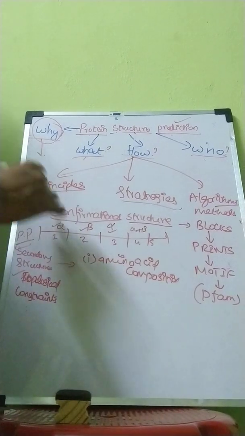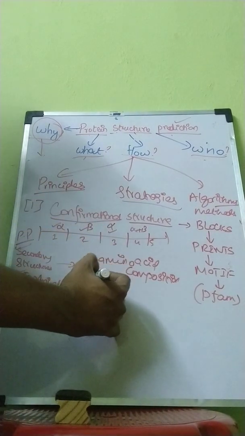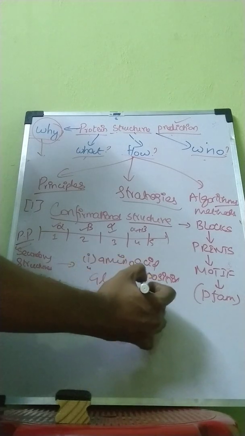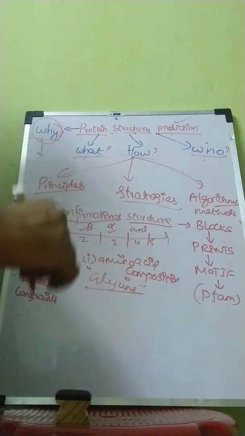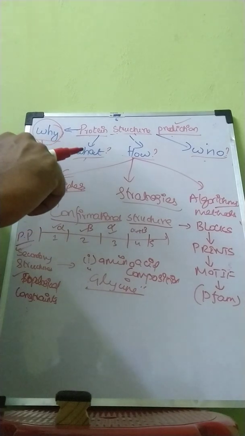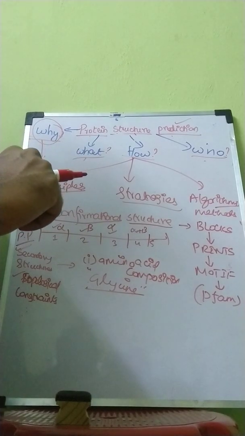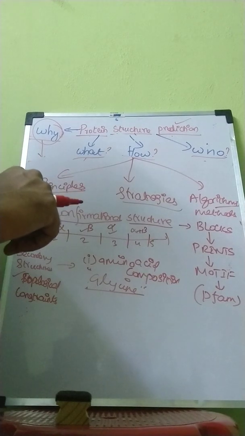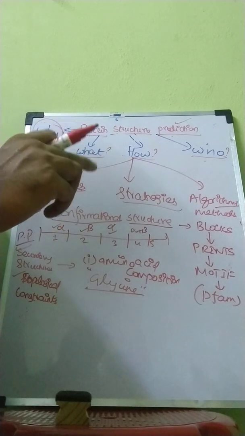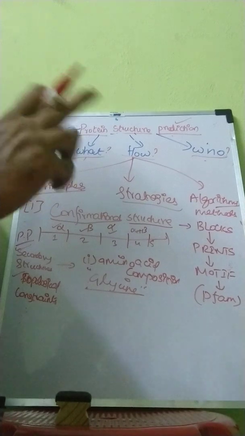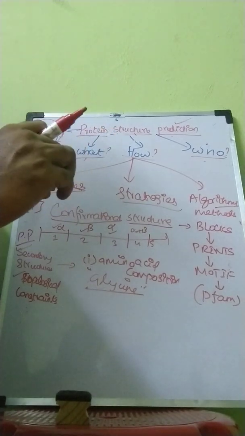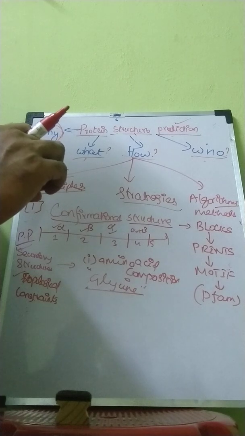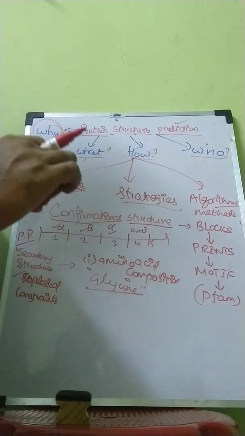For example, alpha helix. In alpha helix, you will not find glycine. Glycine is called the alpha helical breaker. Because of its flexibility and its linear structural nature, glycine is not preferred in the curvilinear helical structure formation. This is the reason it is called a helical breaker.